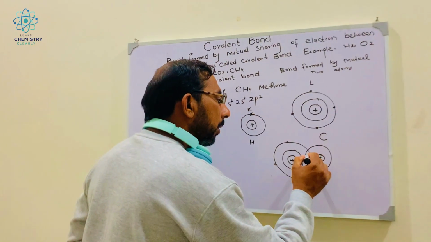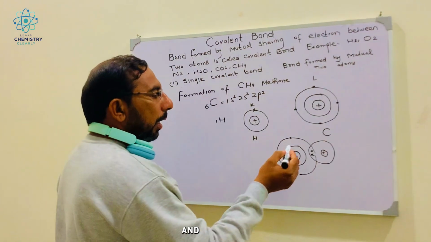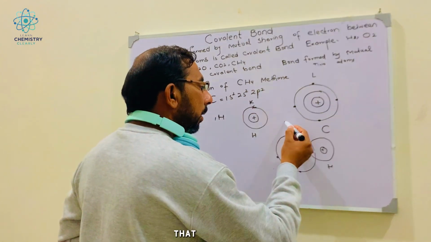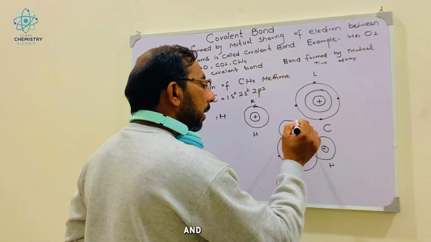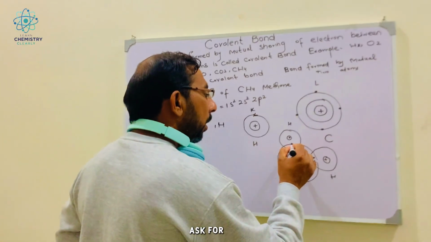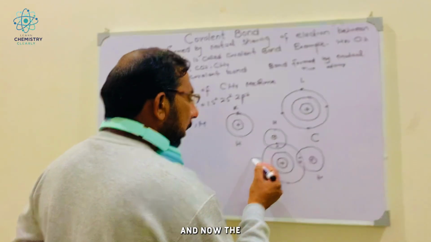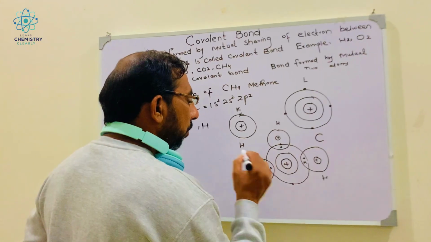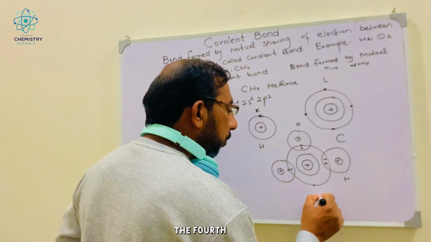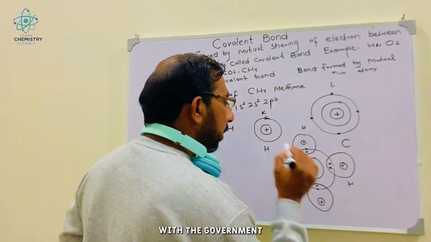This will have a tendency to share 1 electron like this. And there is another hydrogen atom that will make a bond with this carbon atom like this, and it will also share 1 electron like this. And now the third hydrogen atom comes close and shares 1 electron. That is the 4th hydrogen atom that makes a bond with carbon.